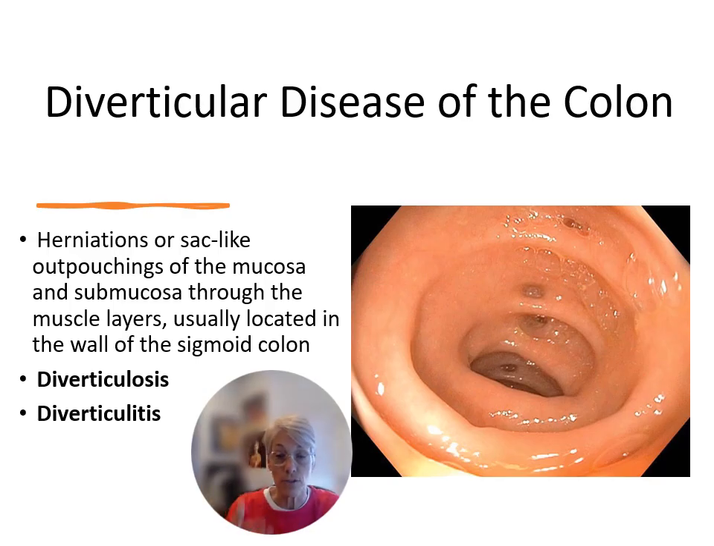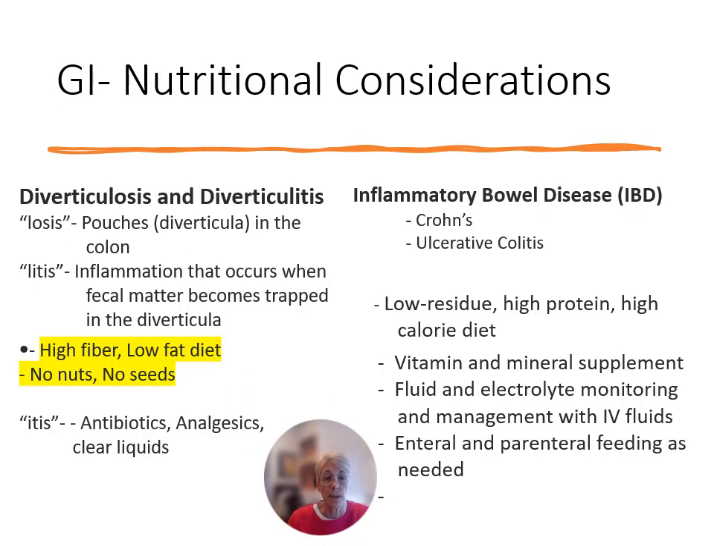All right, so let's finish it up with this one more slide about GI nutritional considerations, especially for our diverticulosis and our inflammatory bowel disorders. So much of the diverticulosis is about lifestyle changes. We don't want things to get caught in those pouches, right? So diverticulosis, meaning that we have those pouches, but they're not inflamed, and that's how we want to keep them.